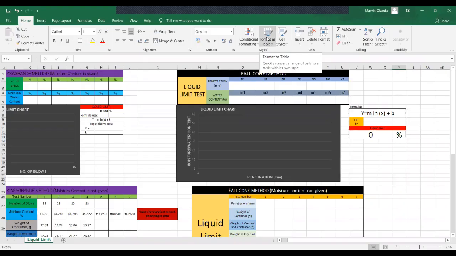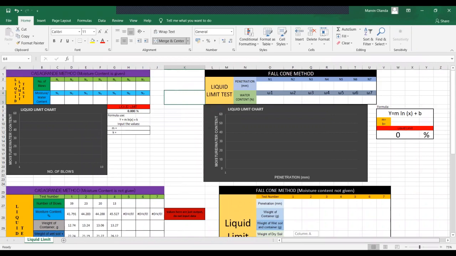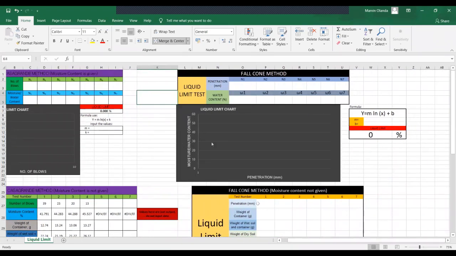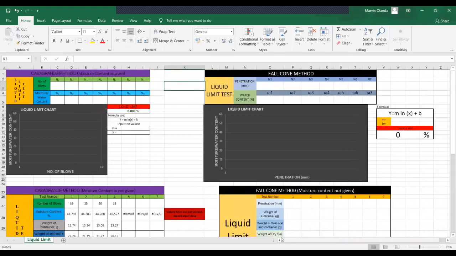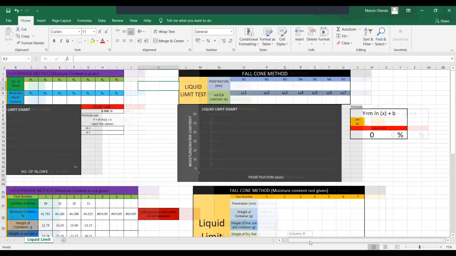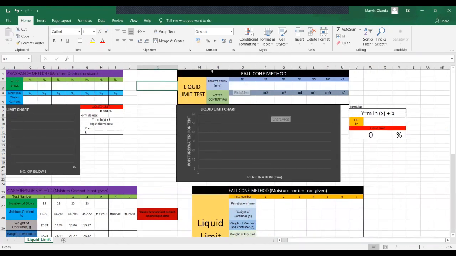Good day, guys. I'm Marvin Olanda, and today I'm going to talk about the fall cone method program using the Excel application. Previously, my colleague presented the Casagrande method of determining the liquid limit of soil. Here I'm going to talk about the fall cone method, in which the difference between the Casagrande and the fall cone is that the Casagrande uses the number of blows, whereas the fall cone method uses the penetration in mm.